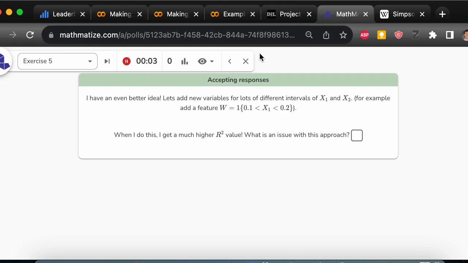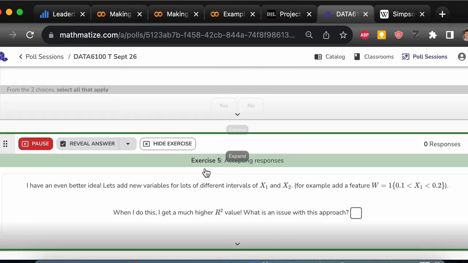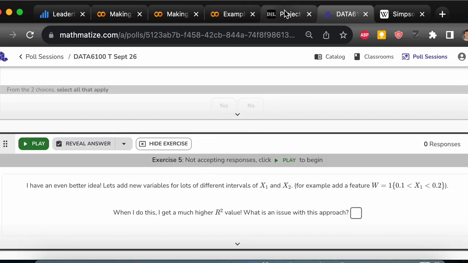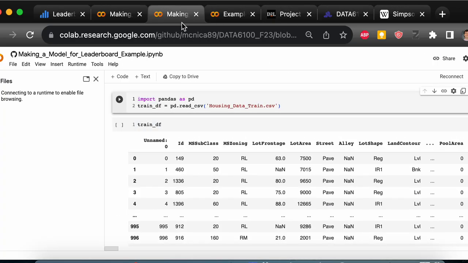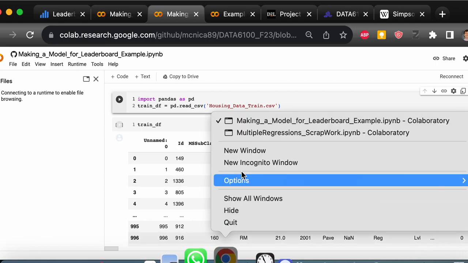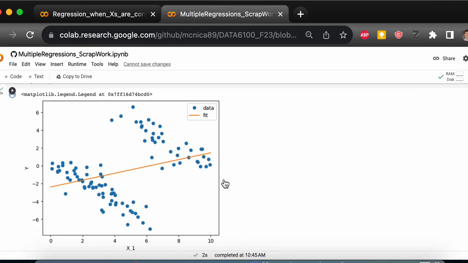Okay, don't answer this question yet. Can I stop this one? Pause, okay. So we're going to go through this example a little bit more, and this example means the example with the blobs.